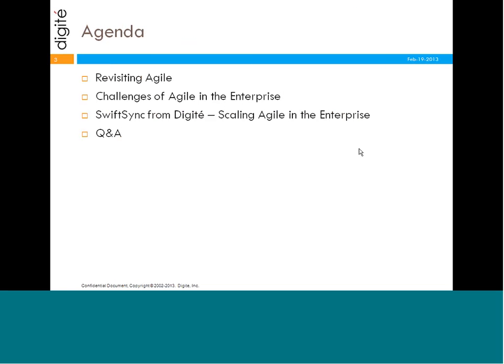So the agenda for today's webinar is that we'll take a quick look at what Agile is really all about, and then look at the challenges of Agile in the enterprise, and how Agile has been successful in certain scenarios, and where it has challenges when scaling Agile at the enterprise level. Then we'll show you a quick video presentation of Swift Swing from Digité, which helps in scaling Agile in the enterprise. Finally, we'll leave it open for Q&A, and hopefully have a few good questions that will inform you about how you can scale Agile within your own organizations.